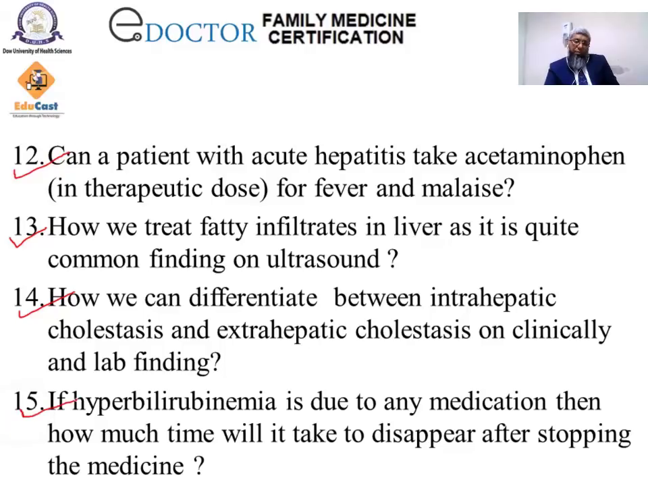Question number 15, if hyperbilirubinemia is due to any medication, then how much time will it take to disappear after stopping the medicine? The first and foremost thing is, if you're thinking that this is because of medicine, stop the medicine and wait for some time. It's variable, but at least 3 to 5 days to start decreasing, and to have a complete resolution it may take 3 to 4 weeks, sometimes 6 weeks.